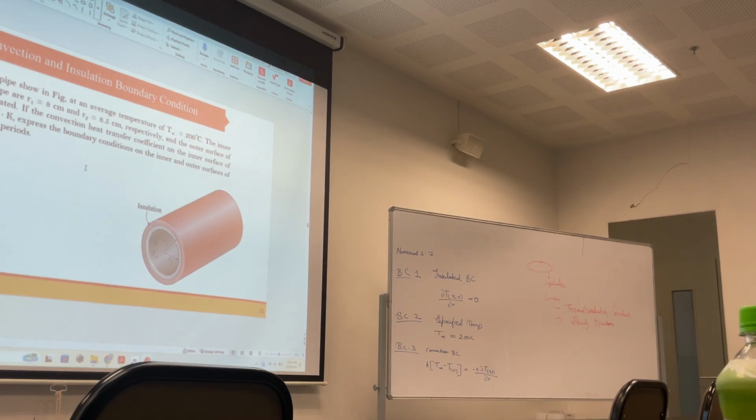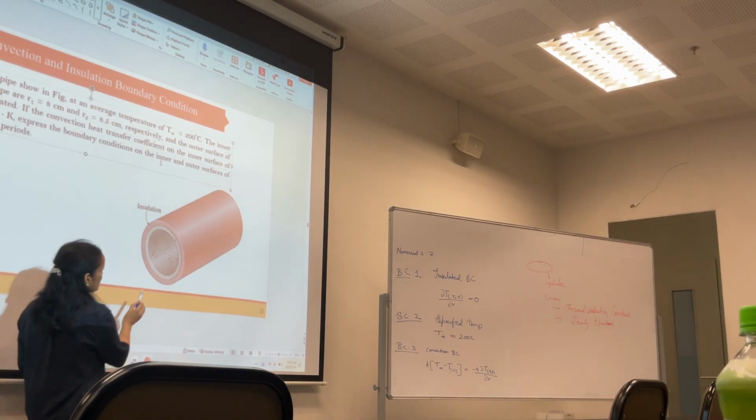When you read the question, steam flows through a pipe, average temperature, specified temperature: boundary condition 1. Then the second boundary condition is insulated. Third, they are asking you to express the boundary condition on the inner and outer surface. So we know the heat transfer, since it's moving, is going to be by convection and then conduction.